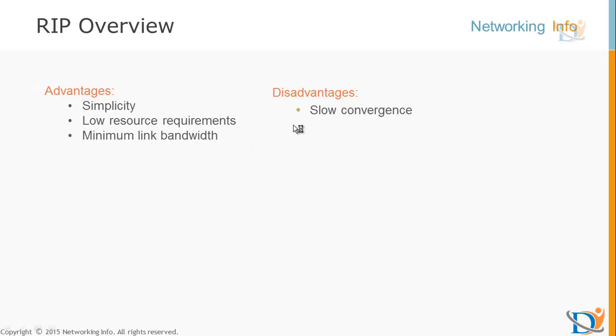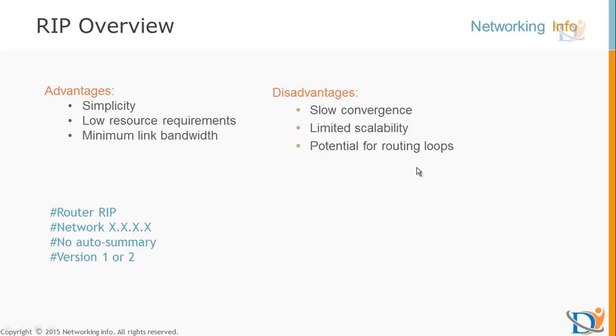The disadvantage of using RIP is slow convergence in very big corporate environments. So ISPs don't prefer to use RIP because of its slow convergence. Second, I can say is limited scalability. As I have told, this supports only a maximum of 16 hop counts. There is also the potential for routing loops. Sometimes a loop may occur if we don't configure it properly and the timers are not configured properly.